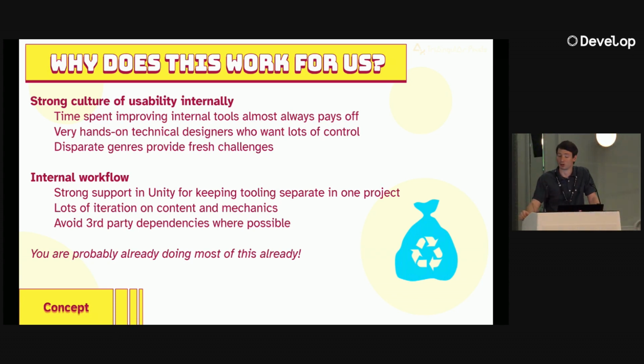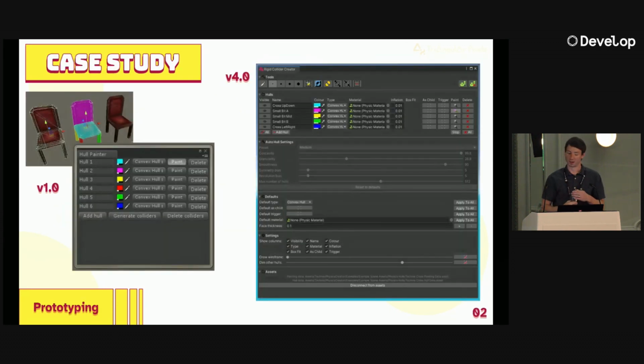We like to iterate on content and mechanics, and that, again, implies we should have solid tools to lean on. And in general, we avoid third-party dependencies so that things can stand on their own two feet. So things like Odin Inspector, while a great productivity boost, I think long-term that can be a bit of a ball and chain that limits your options in the future. The good news is this is probably your studio as well. It's not a crazy radical idea, so hopefully this applies.